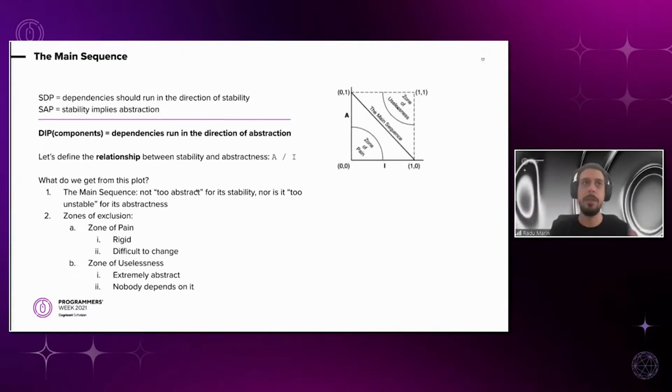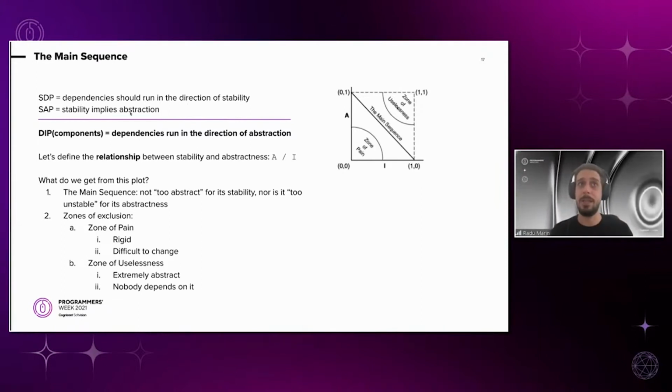Let's see how we can use them, because if dependencies should run in the direction of stability, and stability implies abstractions, then we have the dependency inversion principle for components, right? Dependencies should run in the direction of abstraction. You should always depend on things more abstract to you. So if we define this relationship as A over I, abstractness over instability, we get this very nice graph here. And in it, we have this main sequence.